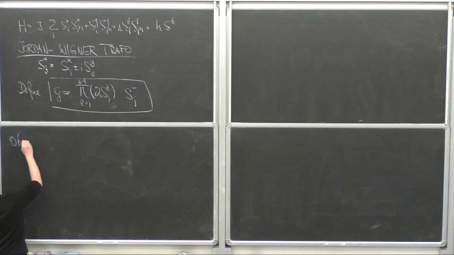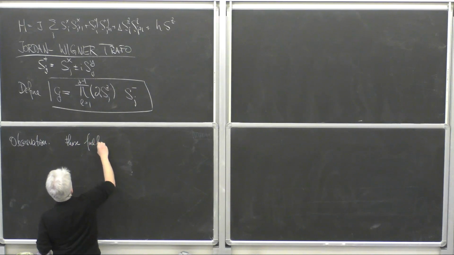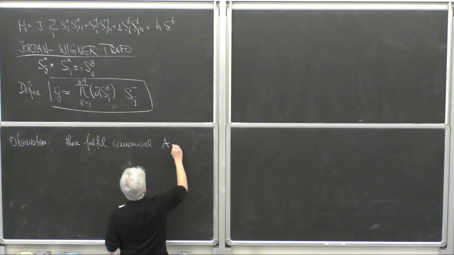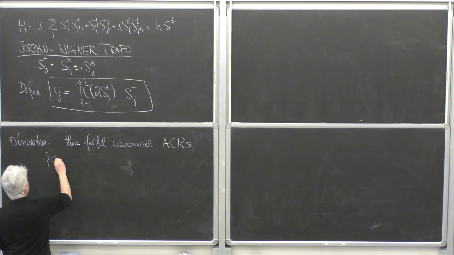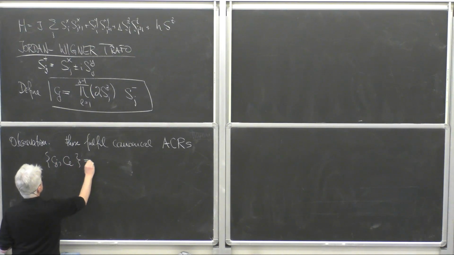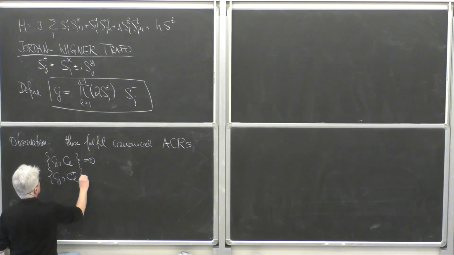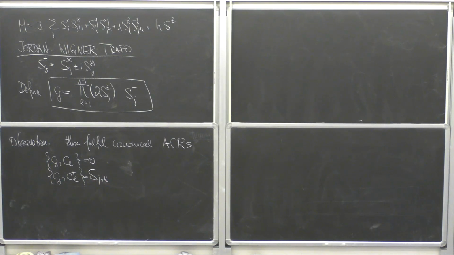Now, the interesting observation is that these fulfill canonical anti-commutation relations. In other words, c_j anti-commutes with c_l, and the anti-commutator of c_j with c dagger l is delta_jl. So in other words, the operators Jordan and Wigner constructed are spinless fermion operators. Yeah?